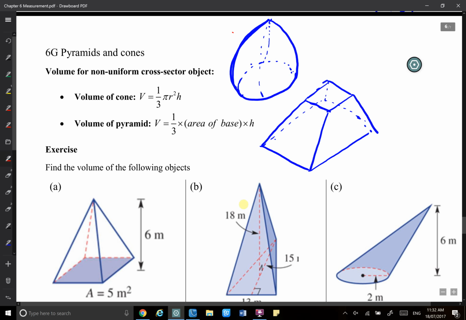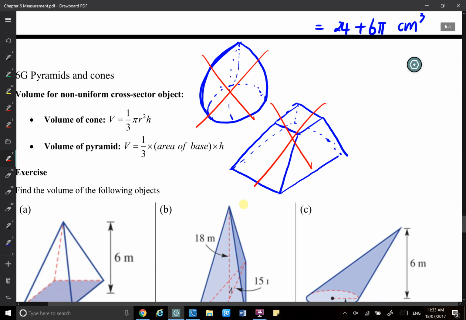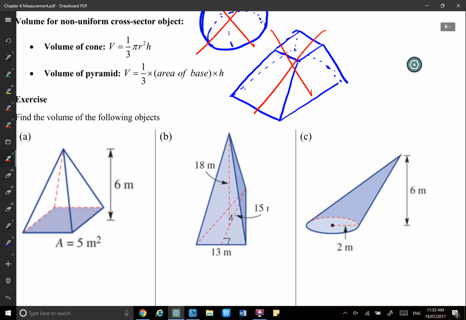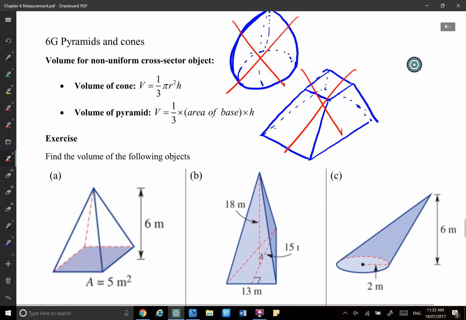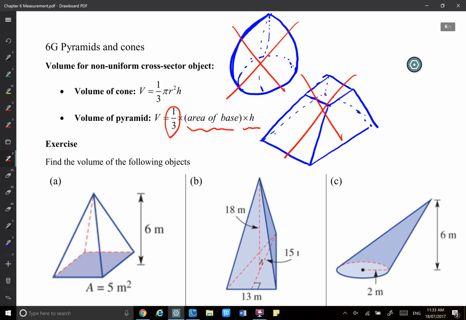Okay, so now we have two types of shapes. One type has a uniform cross section. And the other type doesn't have a uniform cross section, but from the base, all the lines go straight up and meet at a point on the top. So you have a sharp point on the top. The way we calculate the volume of this type is a third of the area of the base times height.